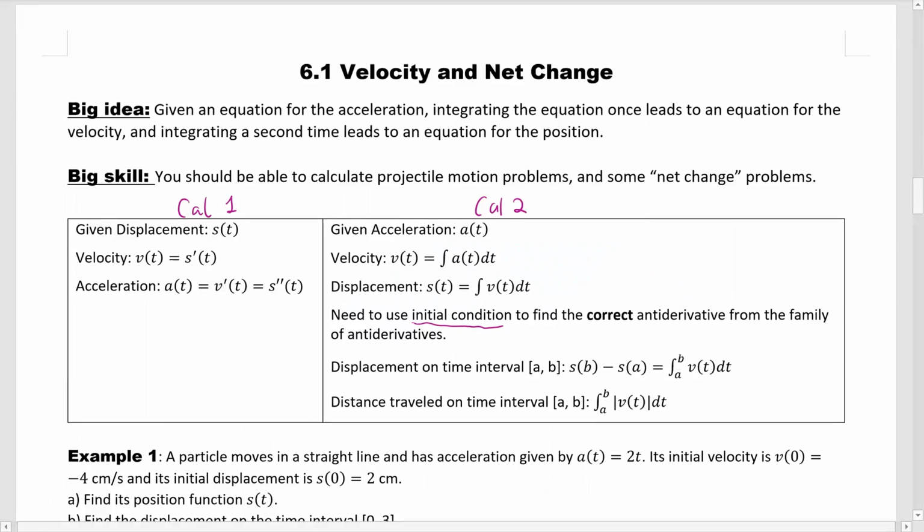The displacement on the time interval is the definite integral from a to b. And the distance traveled on the time interval is actually the definite integral of the absolute value of v of t. What's the difference between displacement and distance?